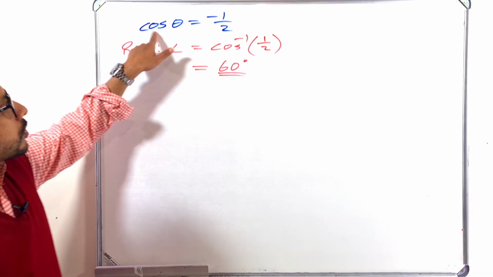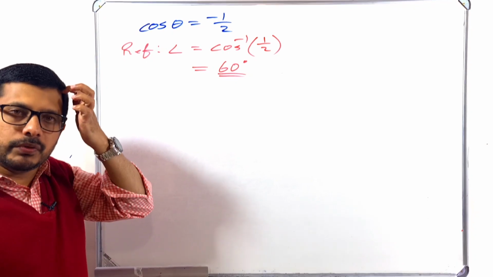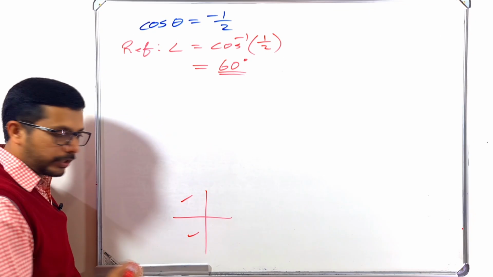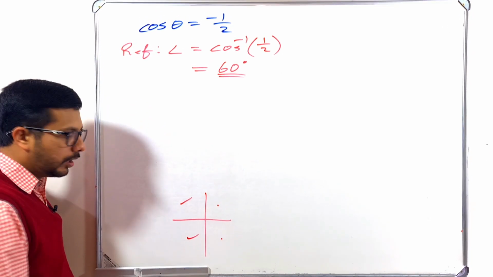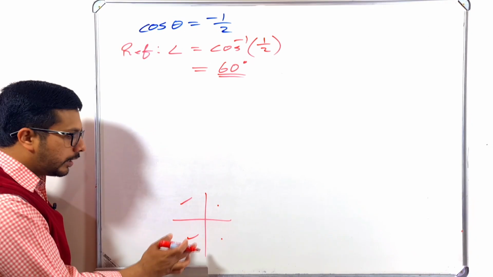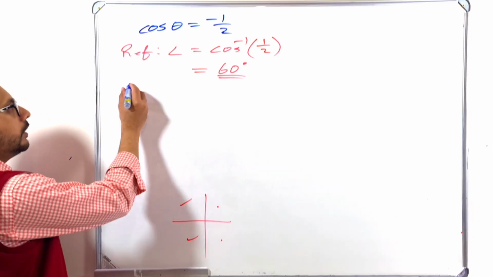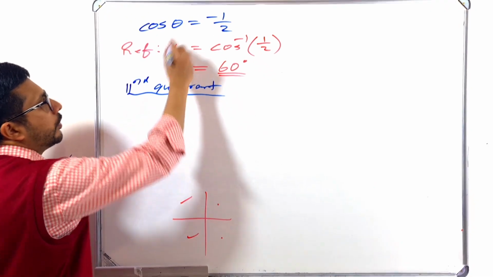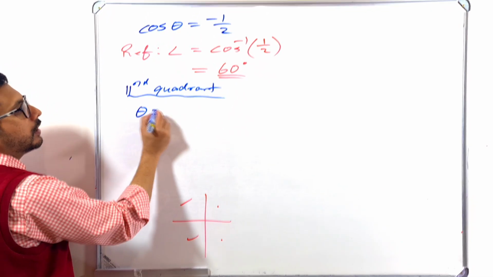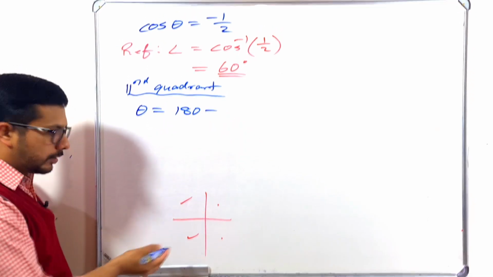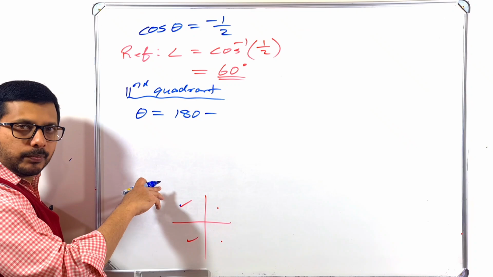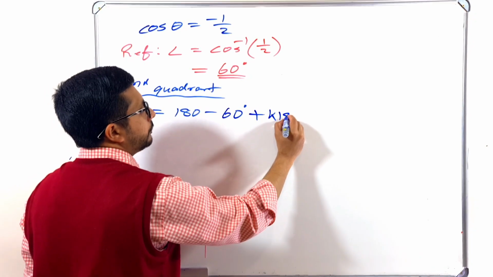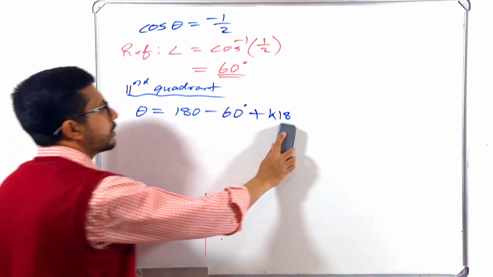Now look at this one. Cos of an angle is negative. Cos is negative in which quadrants? Cos is negative in the second quadrant and third quadrant. Here cos is positive, here cos is positive. So we have to find those separately. Second quadrant: how can you find? Here the angle is theta, so theta is equal to 180 minus the reference angle. What is the reference angle? That is 60. Sorry, it is not 180, it is 360.